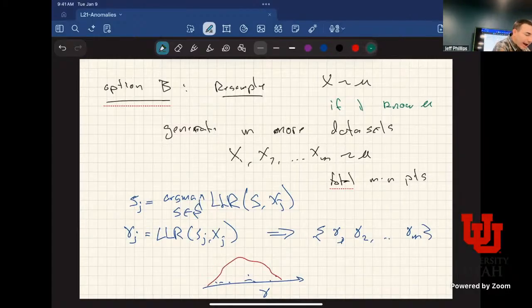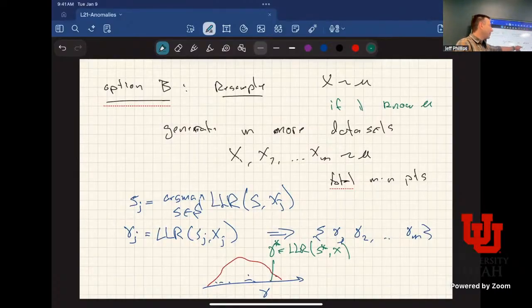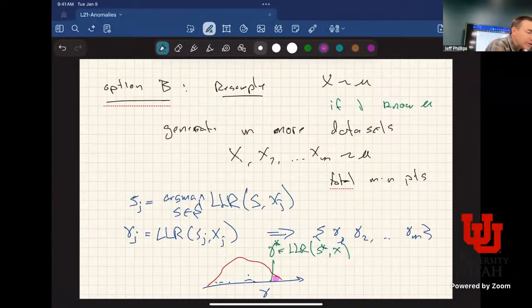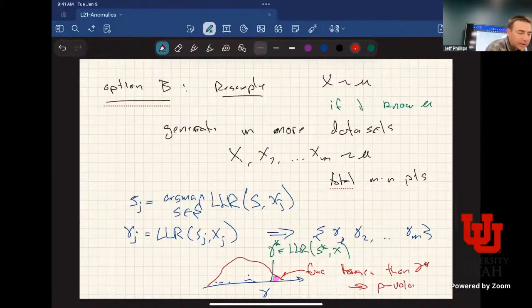And then I look at gamma star equals the log likelihood ratio of my S star of my original data X. And I can say, where did it fall in the distribution of the gammas I sampled from what I thought was the model of my data? And I can look at the area under the curve, right? The fraction of things which are larger than gamma star, this is going to be my p-value.